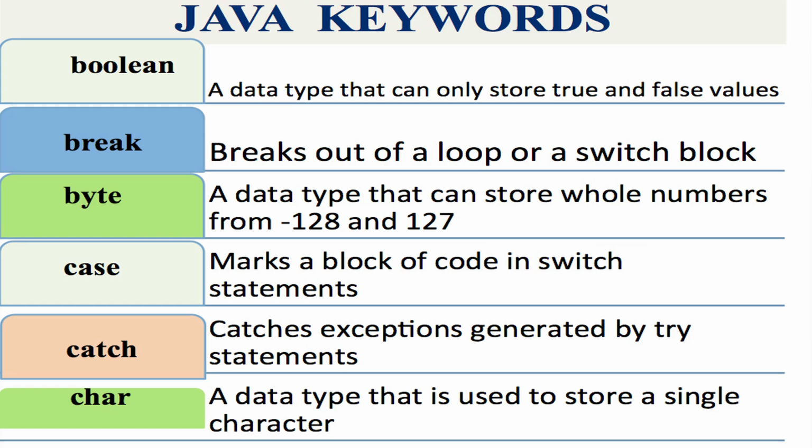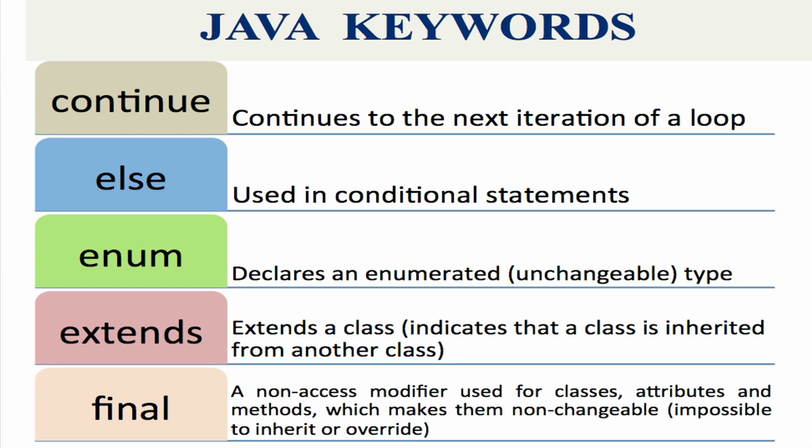And the last one is char. Char represents a character, a data type that is used to store a single character. Again you can see here some other Java keywords, like the continue keyword.